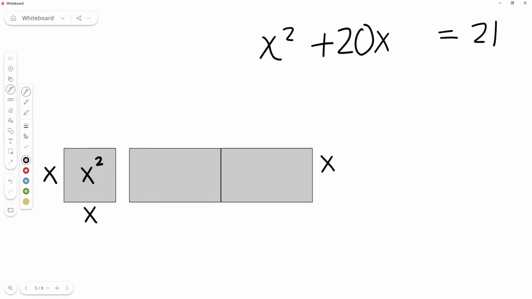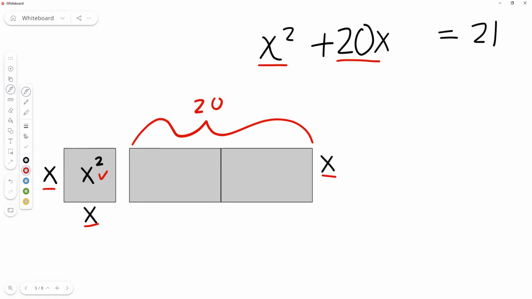Now, let me make sure that this is clear. This x squared is just a square with sides of x, like this. So the area of that square is x squared. Now this 20x is actually a rectangle that has one side of 20 and the other side is x, okay? Now, here is how you complete the square.